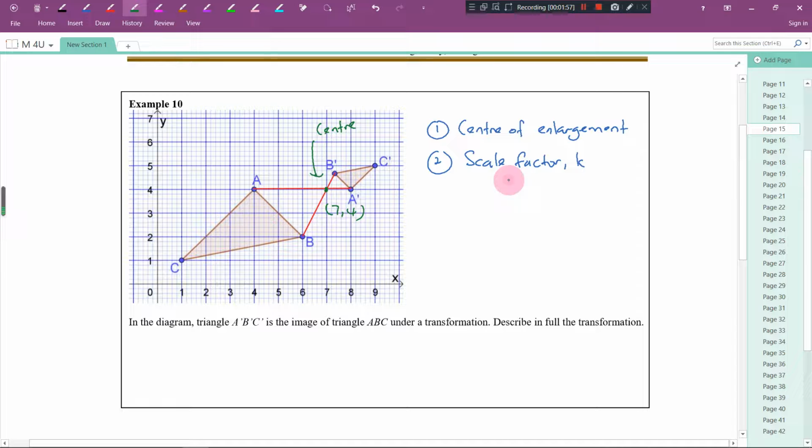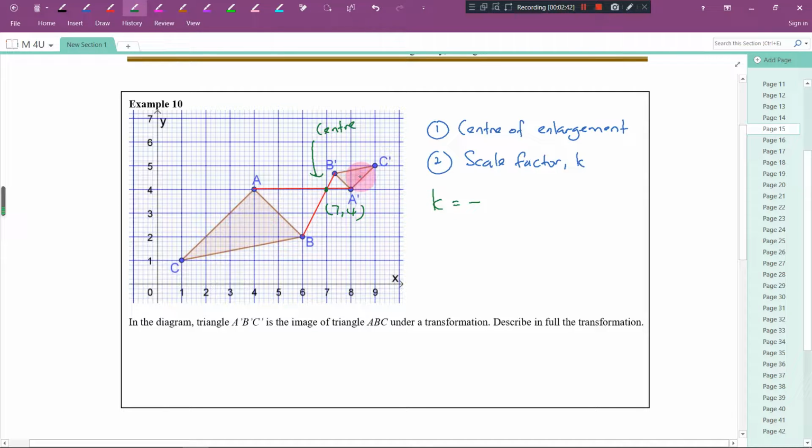Next, let's get the scale factor. To find the scale factor, you have to be more careful. First, you have to look at the position of the image and object. If they are on the opposite sides, then the scale factor will be negative. You need to add a negative. If the object and the image are on the same side, then the scale factor is positive. So in this case, you notice that the center is actually located between the object and the image, right? So we know that we need to add a negative for the scale factor.